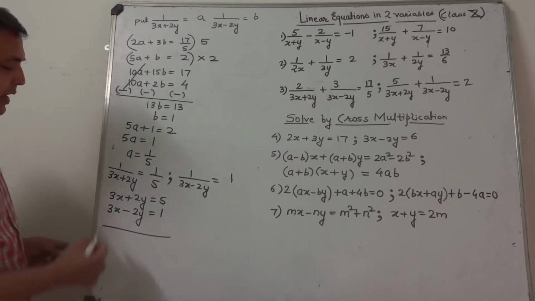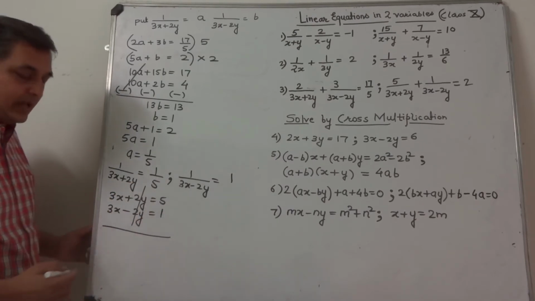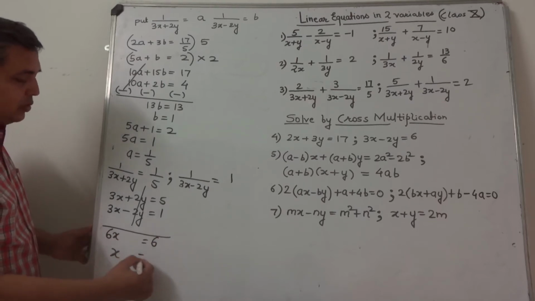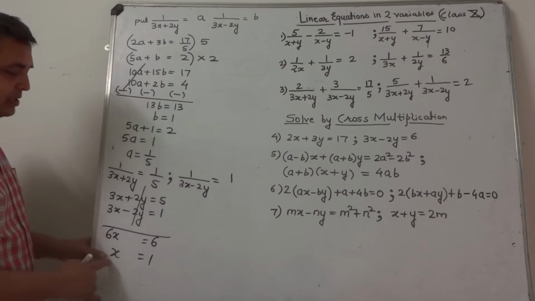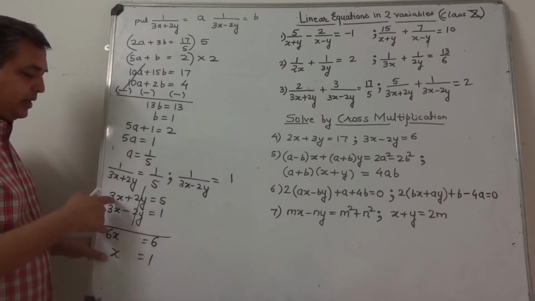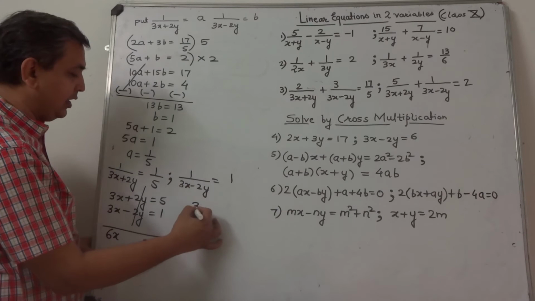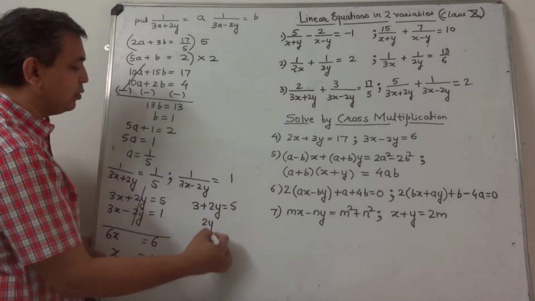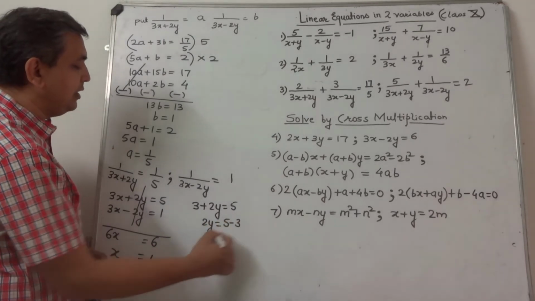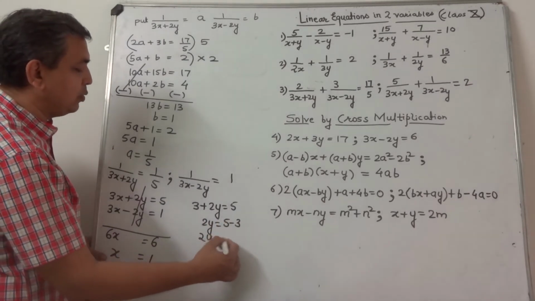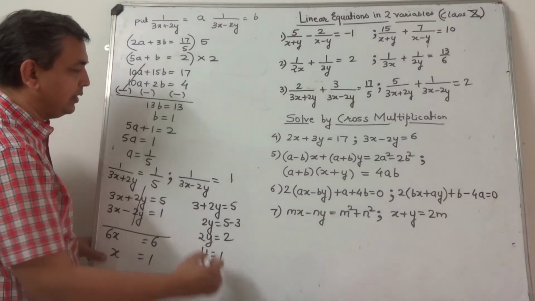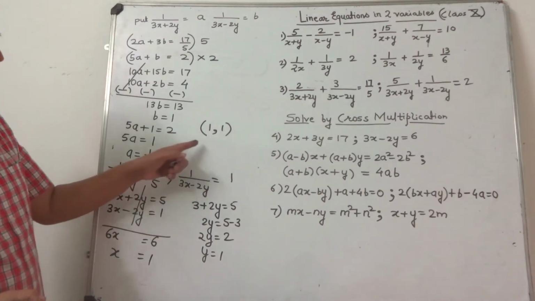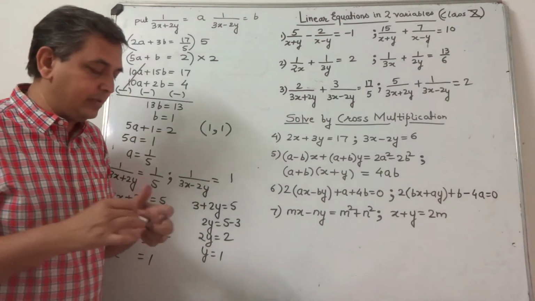Now students, if we add these two equations, 2y gets cancelled. We get 6x equal to 6 and so x equal to 1. Now this value of x is substituted in this equation. So we get 3 times 1 plus 2y equal to 5. So 2y equal to 5 minus 3. So 2y equal to 2 and so y equal to 1. And so the solution x equal to 1, y equal to 1 is the required solution for the third question.